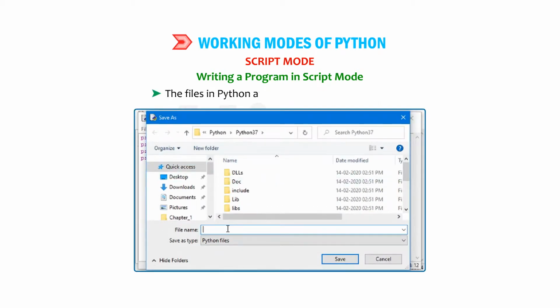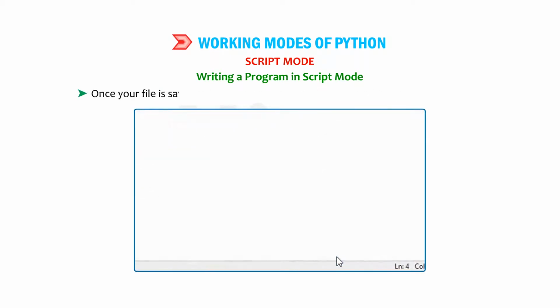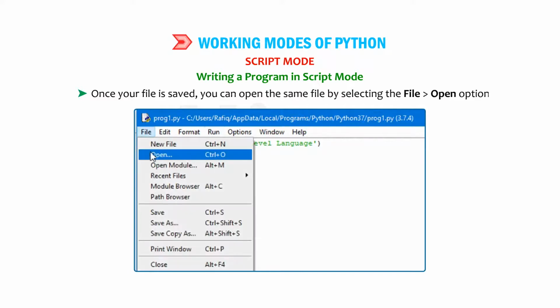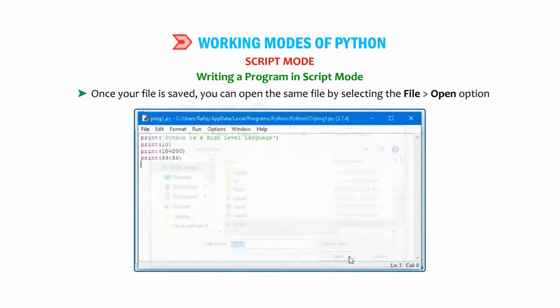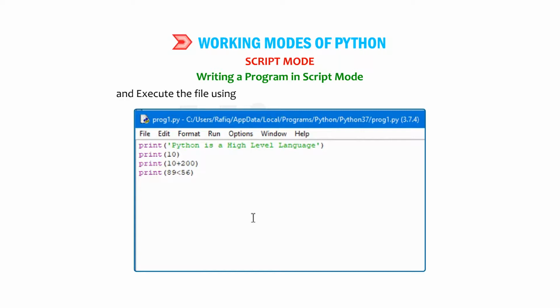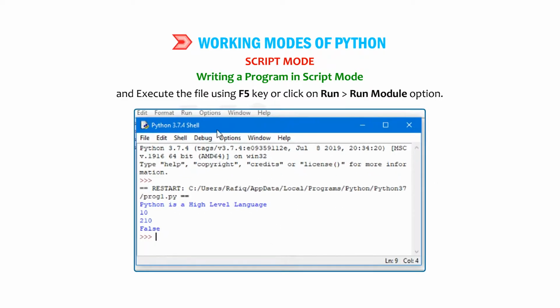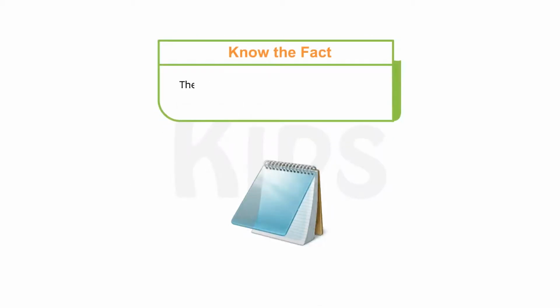The files in Python are saved with the extension .py. Once your file is saved, you can open the same file by selecting the file, then go to Open option. And execute the file using F5 key or click on Run, then go to Run Module option. Students know the fact that the complete script is written in an editor such as Notepad in Windows.